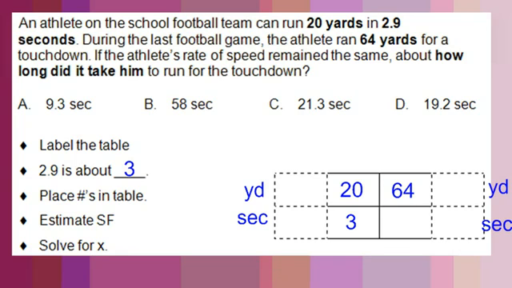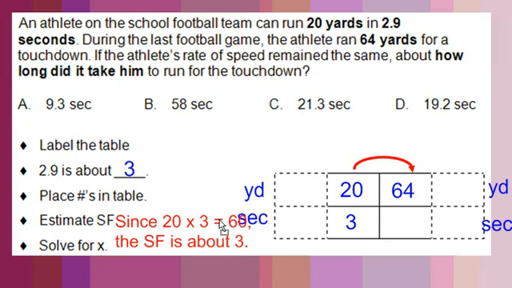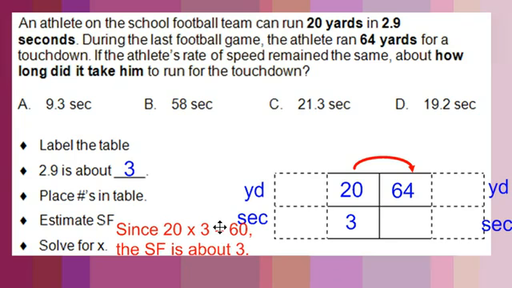Next, we need to find the scale factor. Remember that factor means to multiply, so I need to think about what number I can multiply 20 by in order to get 64. I can't think of an exact number that I would multiply by, but I know that 20 times 3 is 60, so my scale factor should be about 3.